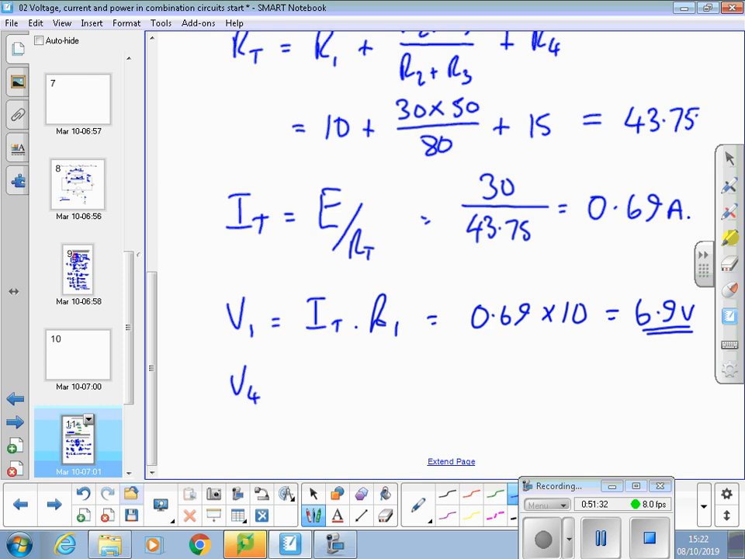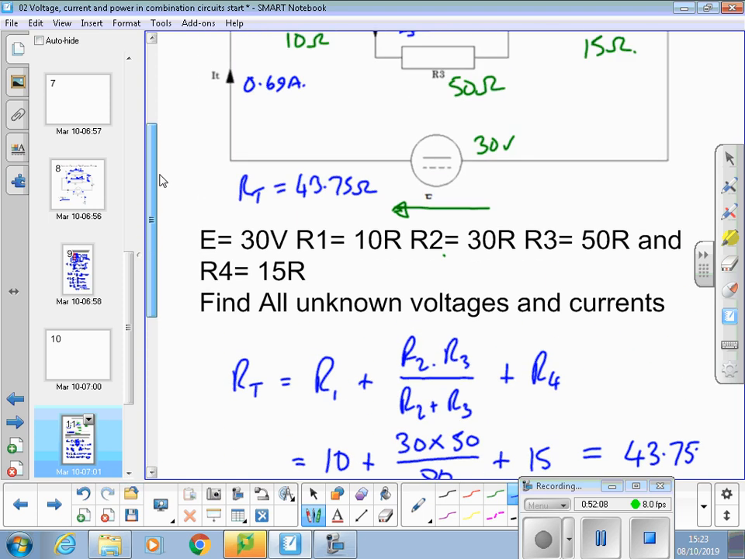V4, if we know the current through it, IT times R4, 0.69 times 15, 10 point what? So we'll round it to 3 significant figures, we'll keep in the same kind of, we're not going to use 4 significant figures there unless elsewhere, alright? So that's volts. Yeah, so let's put the 6.9 and the 10.4 on.